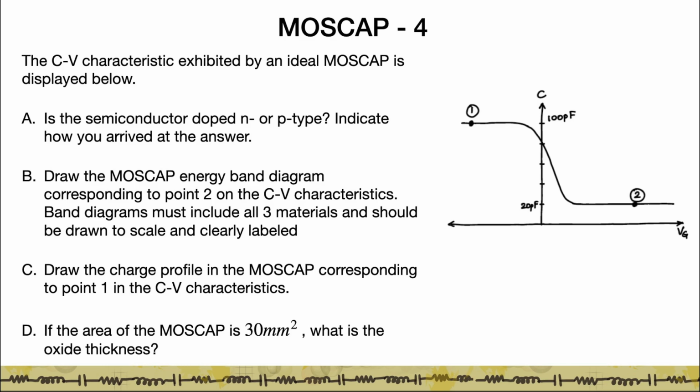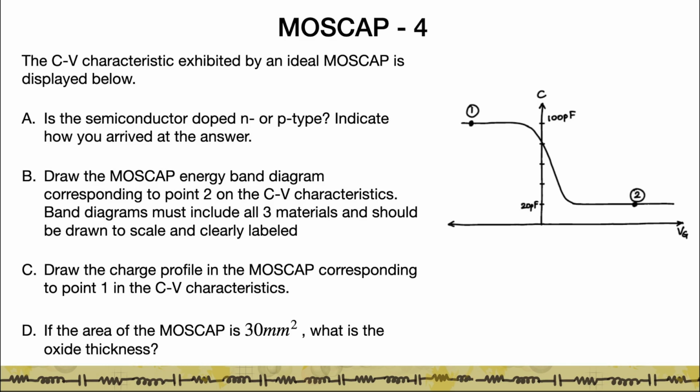The first thing is you see that inversion happens when the applied voltage is positive. That means we're creating electrons in inversion, which means the doping type is P type. So part A: the doping is P type. Now point 1 indicates when the MOS cap is in accumulation, and point 2 indicates when the MOS cap is in inversion. So you're asked to draw the band diagram in inversion.